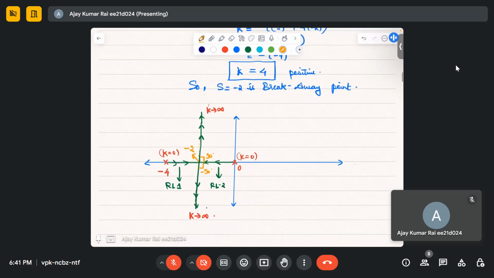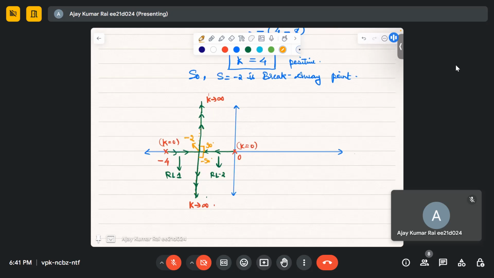I'm not doing the further steps, where the next step is to find the angle of departure and angle of arrival. In this case we don't need that, because we don't have any complex poles or zeros, so we are not getting values for those. The next step was to find the crossover points. If you try to find the crossover point, you will get s equal to 0, because the root locus is starting from 0. So this is the root locus.